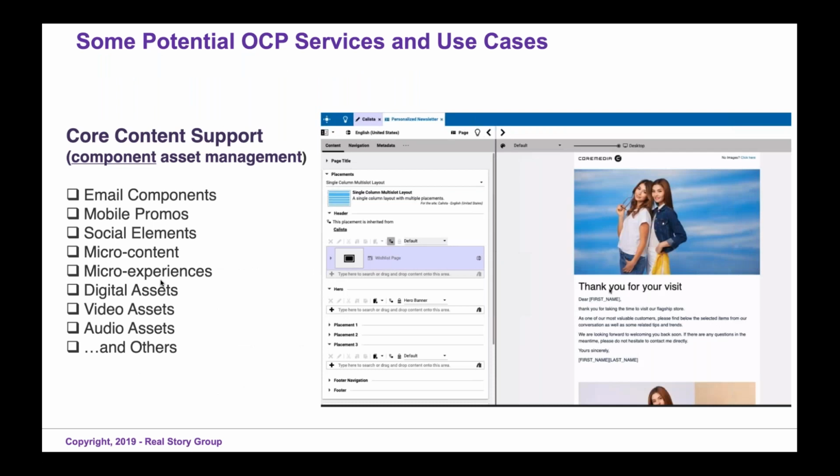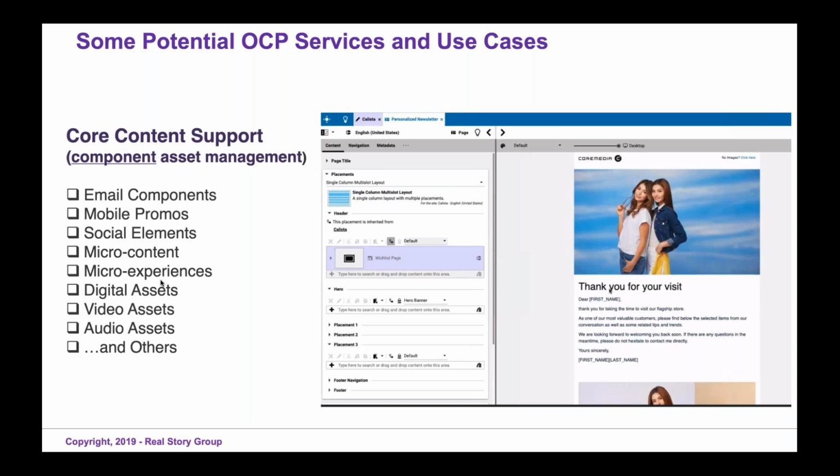So there's also this notion of component asset management here. There's some core content support of base elements. It could be email components, mobile promos, social elements, other kinds of micro content, micro experiences, certainly media assets. So here's an example of an OCP where I'm managing an email component. I'm managing an email campaign, but I'm doing it in a componentized way.